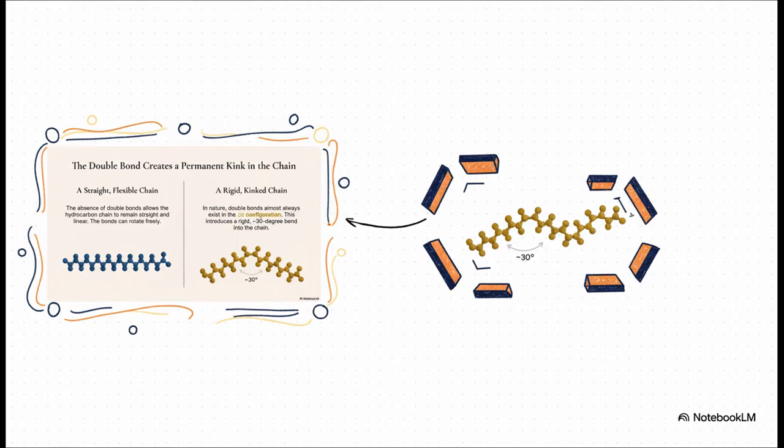Now, that little double bond has a huge consequence. It's not just a chemical thing, it's a physical thing. It literally forces a permanent 30-degree bend, a kink, into the chain. So instead of a nice, straight, flexible molecule, you get a rigid, bent one. This is the whole shebang right here.